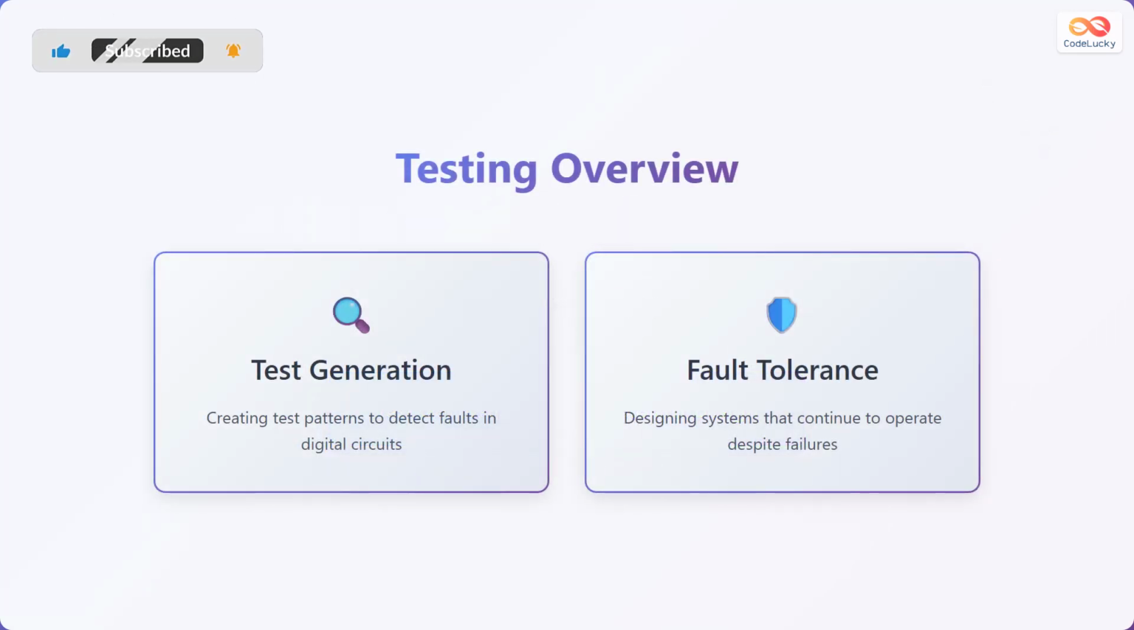Testing overview. There are two major aspects: test generation and fault tolerance. Test generation is the process of creating test patterns to detect faults in digital circuits. Fault tolerance is the process of designing systems that continue to operate despite failures.